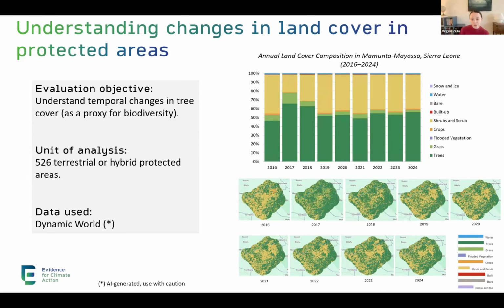In this case, we used as primary data source Dynamic World, which is a publicly available and AI-generated dataset that provides very granular land cover classes, specifically 9 different classes, and at a very granular spatial level, which is 10 meters resolution. Our focus for this approach was looking specifically at 526 protected areas located on different continents.